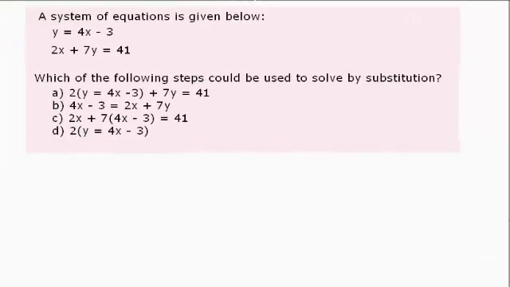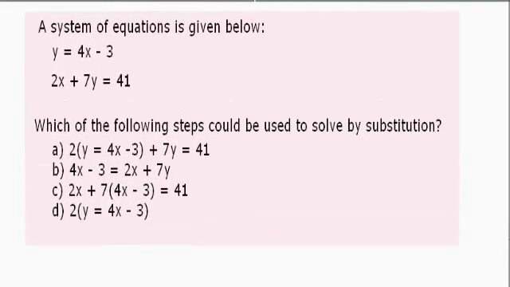Today I'll be using substitution to solve a systems of equation question. And the question reads, a system of equations is given below. y equals 4x minus 3 and 2x plus 7y equals 41. Which of the following steps could be used to solve by substitution? And we're given 4 different options here.